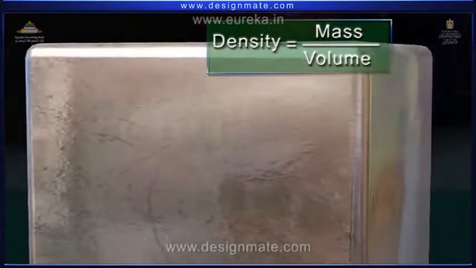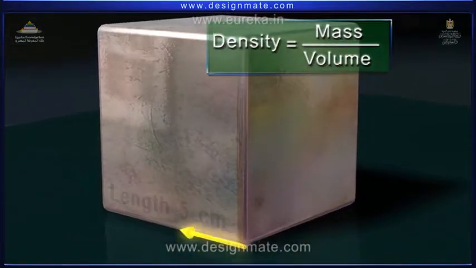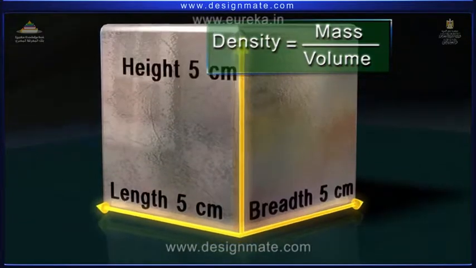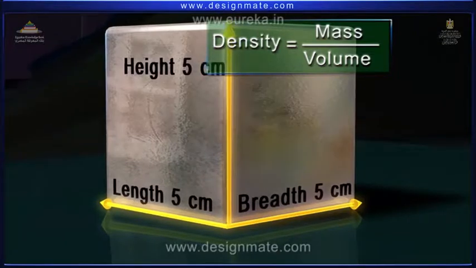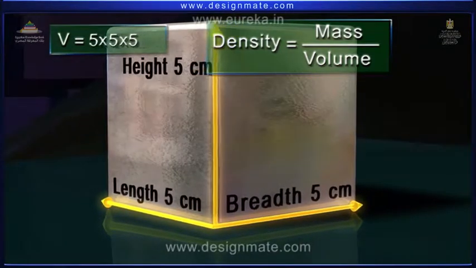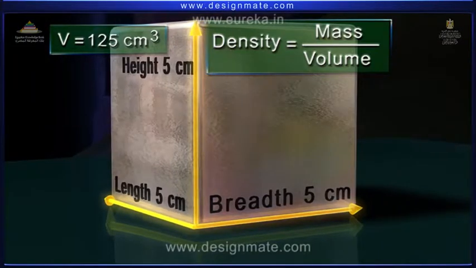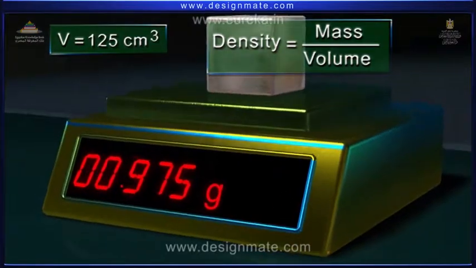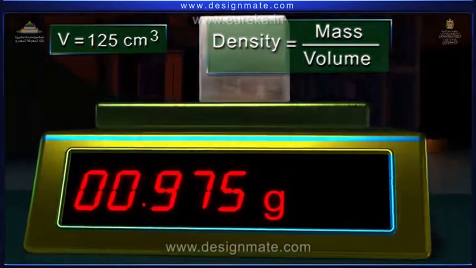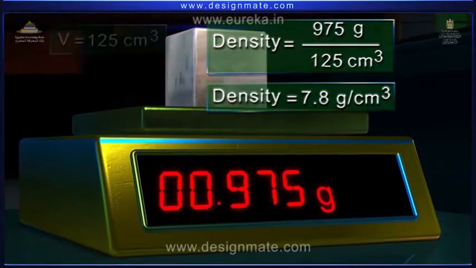Suppose we want to find the density of this iron block. It has a length, breadth, and height of 5 centimeters each. We can also calculate its volume, which is 125 centimeters cube. By placing it on a weighing scale, we find its mass to be 975 grams. Now, placing the values in the formula, we get the density of iron as 7.8 grams per centimeter cube.